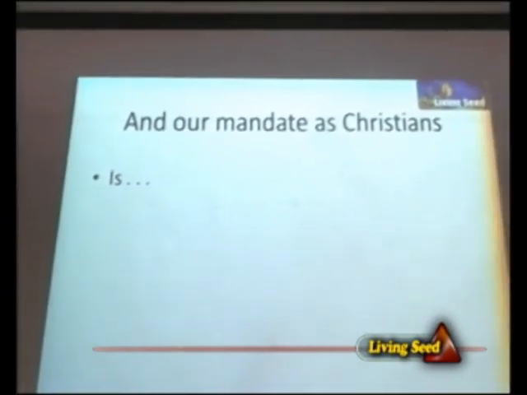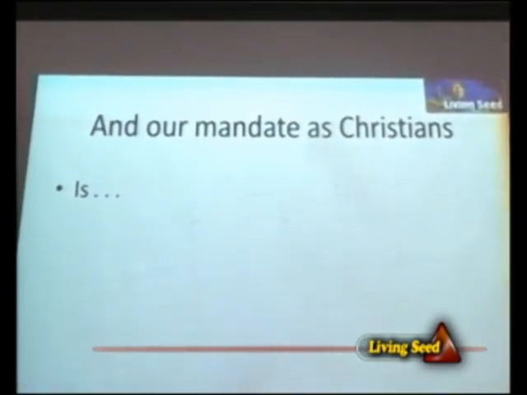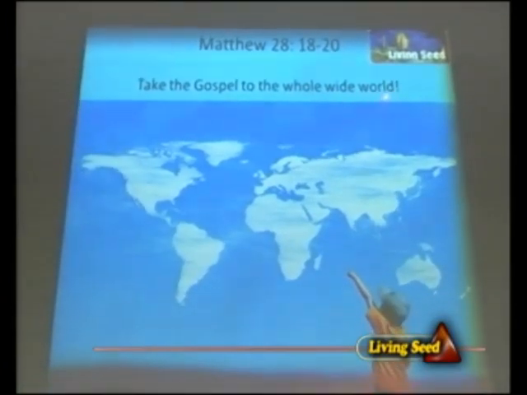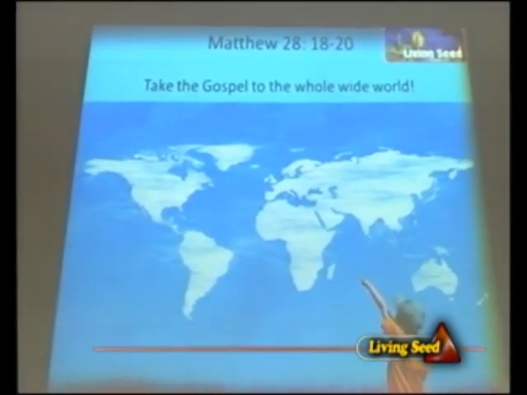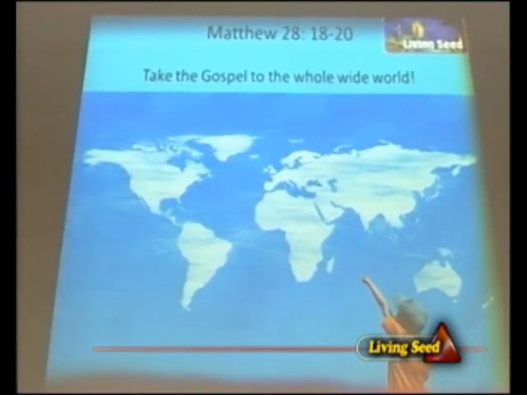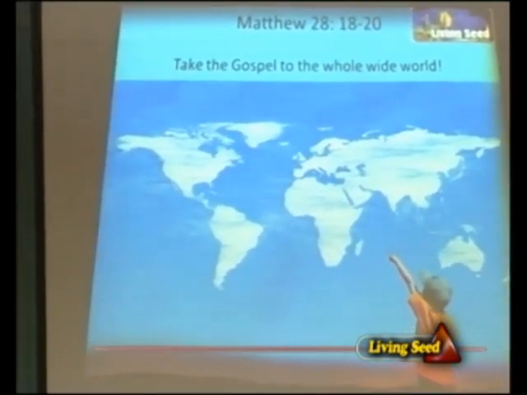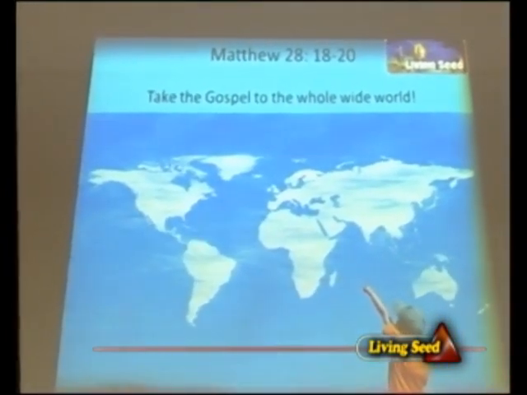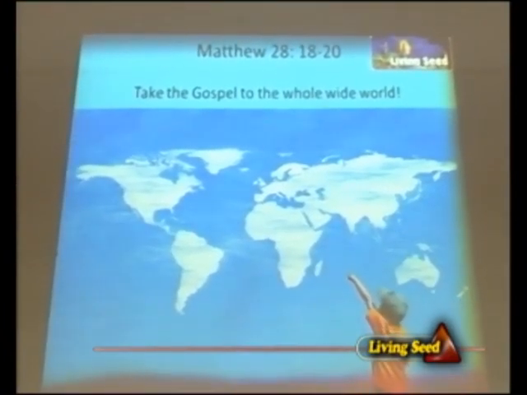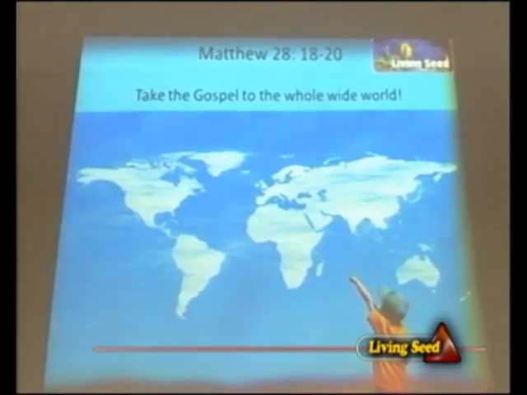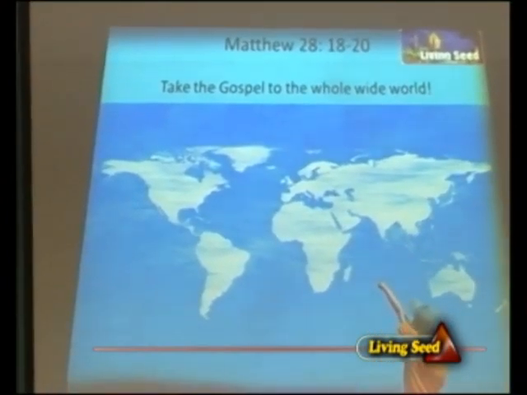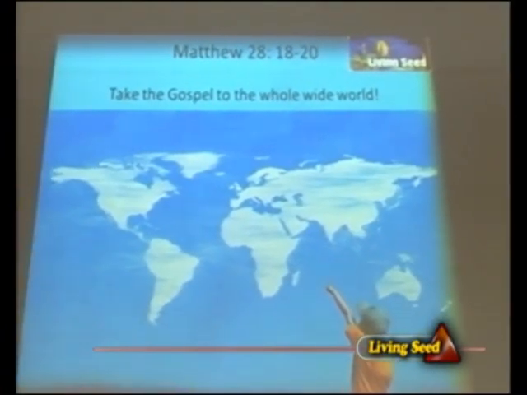And our mandate as Christians is what? Next. To take the gospel to the whole wide world. That means if I could do that for mere official purposes, it means also that whether for ministry, for any other thing, I can also use this technology. And I do not see any other group of persons or individuals that would desire this more than the teacher.